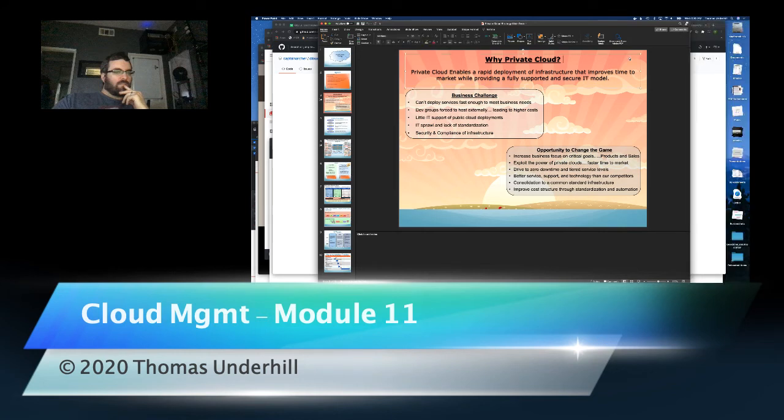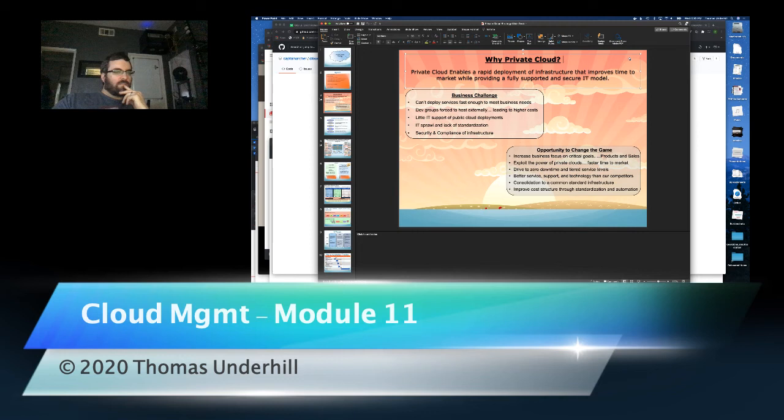Okay, I did little boxes to differentiate the challenge and then how are we going to overcome that challenge. That's the core of this slide. One slide of why are we proposing this? What's the business problem? Okay? And so why are we saying that private cloud is going to solve our business problem?